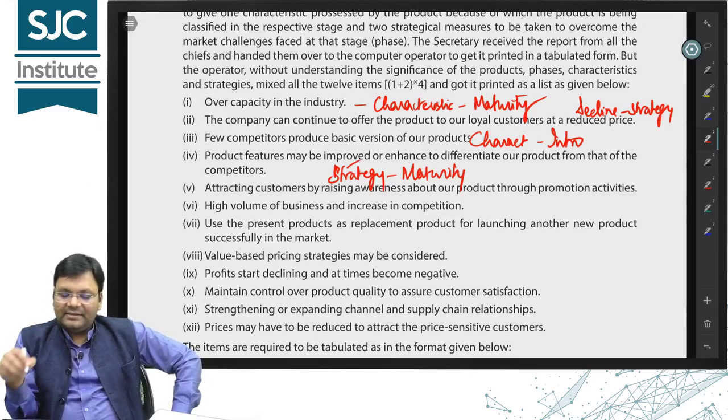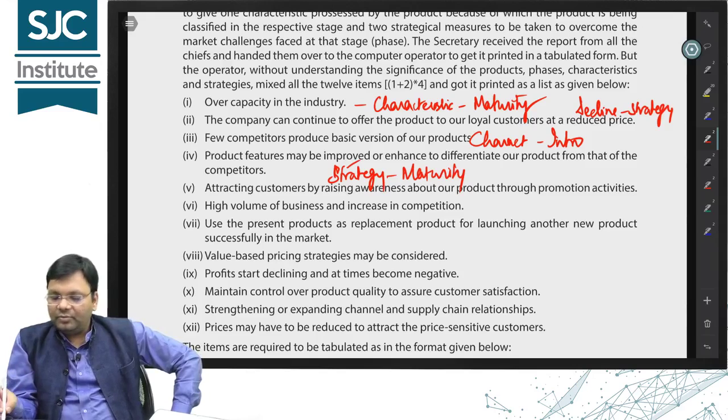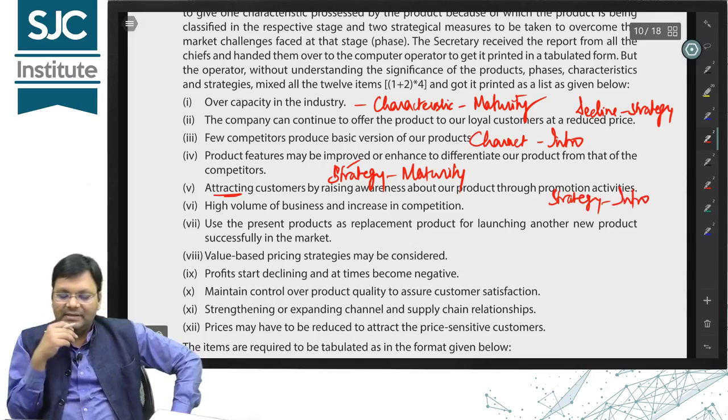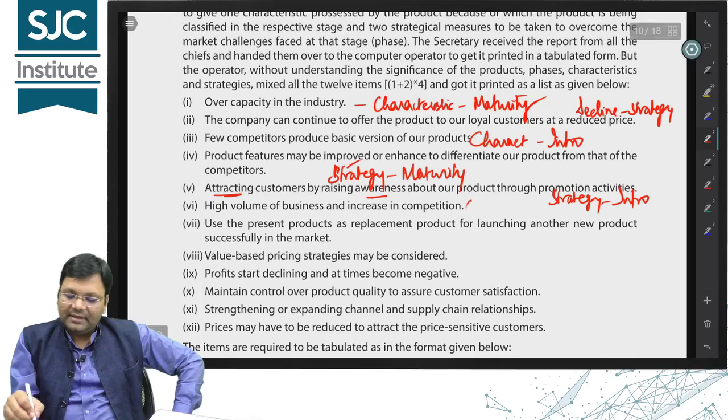Attracting customers by raising awareness about our product through promotion activities. So this is your strategy for introduction stage. You are just creating awareness by attracting. High volume of business. This is basically characteristics of growth stage.